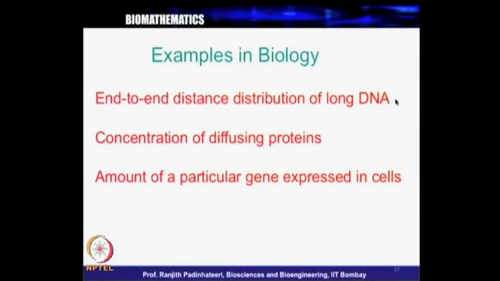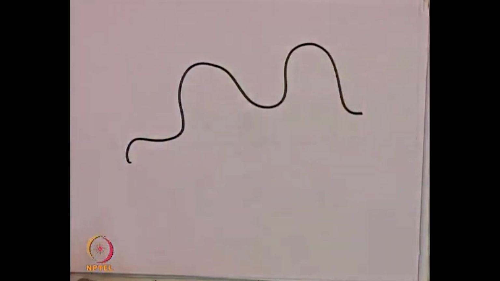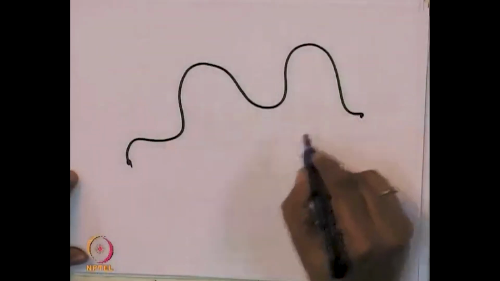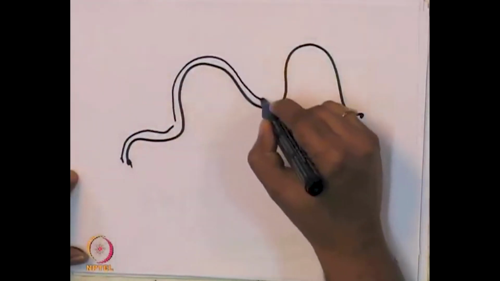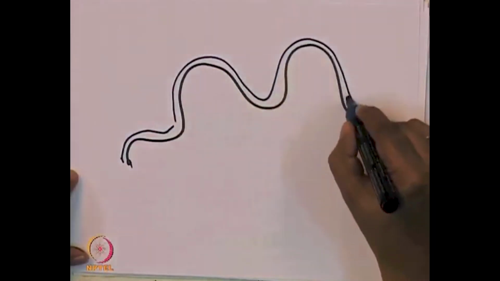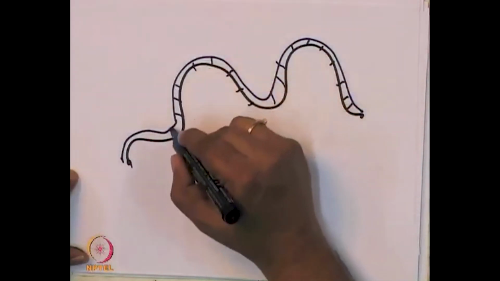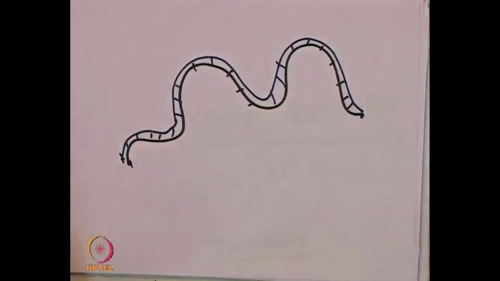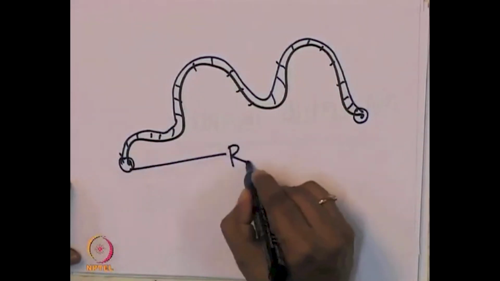End-to-end distance distribution of long DNA. What does this mean? Let us say you look at the DNA. Let us say DNA has some particular shape and you ask the question, what is the distance of the DNA from one end to the other end? This is like a double stranded DNA if you wish. I am just showing this double stranded DNA, so let us say a very long DNA, and you can ask the question from this end to this end, what is this distance? Let me call this distance r.